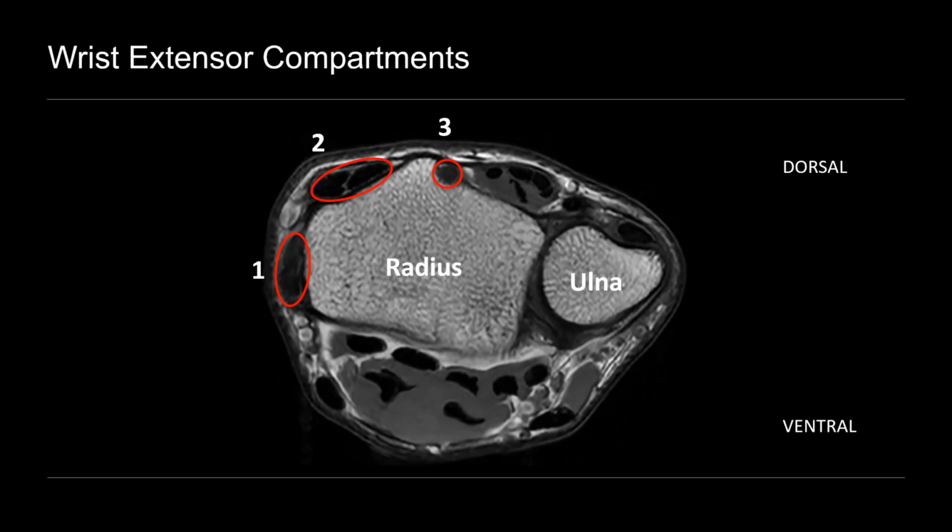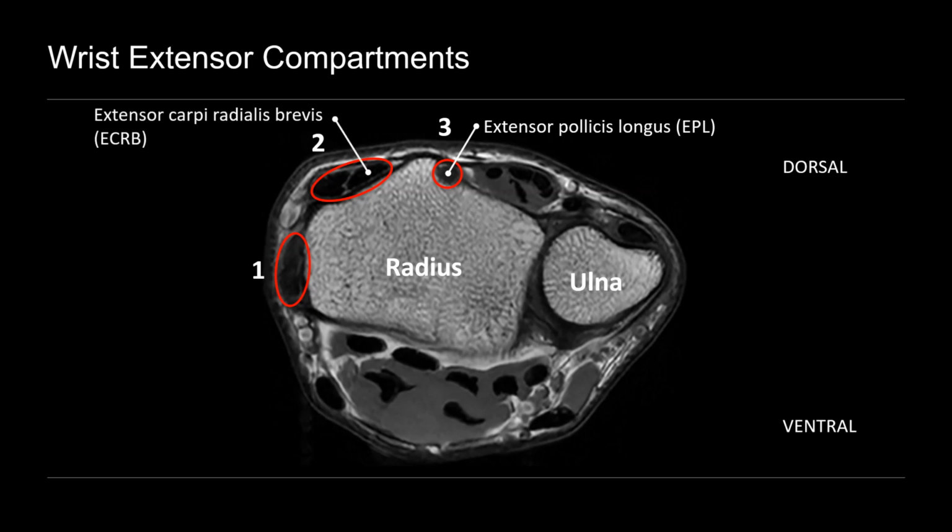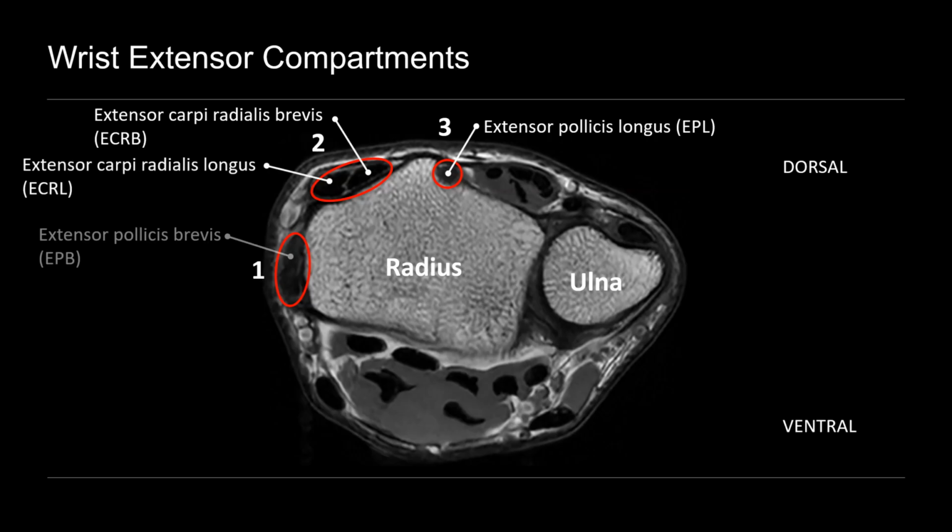So moving from compartment 3 to compartment 1, compartment 3 just has one tendon, that's the EPL, the extensor pollicis longus. Compartment 2 has 2 tendons, the extensor carpi radialis brevis and the extensor carpi radialis longus. Compartment 1 also has 2 tendons, the extensor pollicis brevis and the abductor pollicis longus. To help you remember this, you can see that as you go from compartment 3 to compartment 1, the tendons alternate. So you have longus, brevis, longus, brevis, longus.